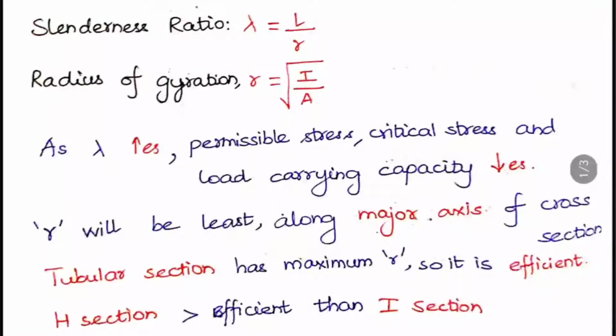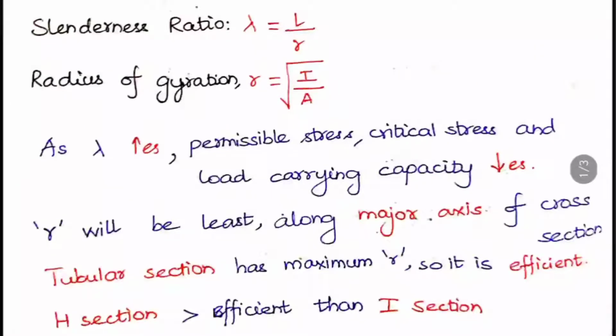And then slenderness ratio, which we know already, is the ratio of the unsupported length to the minimum radius of gyration. This radius of gyration is nothing but root of I by A. So as the slenderness ratio increases, the permissible stress, the critical stress and the load carrying capacity of that structure also decrease. This slenderness ratio has an important role in columns because as the length increases, the strength decreases. And r will be least along the major axis of the cross section. r is nothing but the radius of gyration.